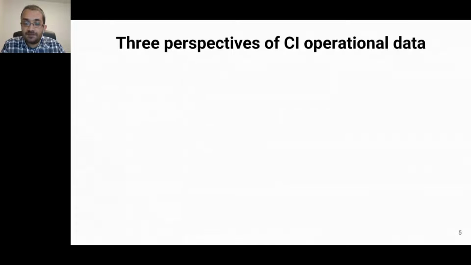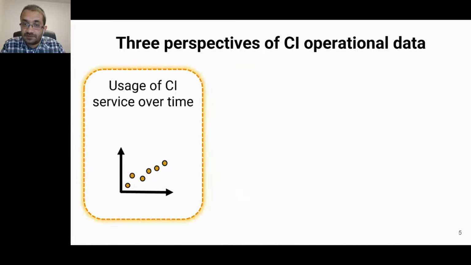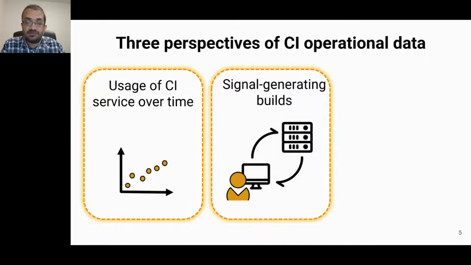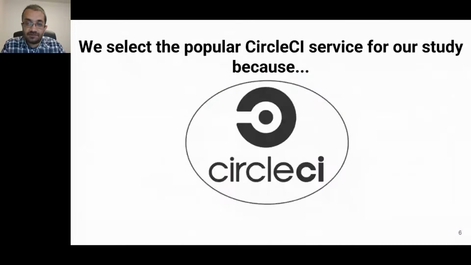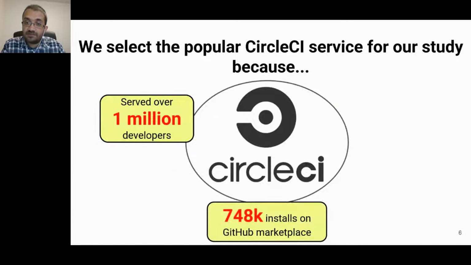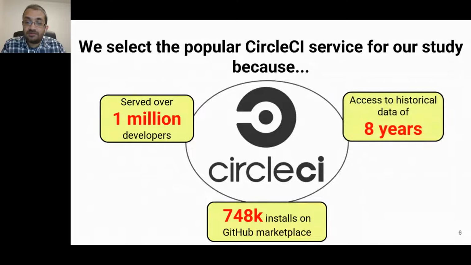We look at three perspectives: usage of the CI service over time, builds that can provide a signal to the user, such as tests passed or failed, and builds that are unable to provide a signal because they were abruptly terminated. We decided to study CircleCI because it's used by over 1 million developers, used by many software teams as shown by the number of installs in the GitHub Marketplace, and because it provides a robust API to access historical data over 8 years.